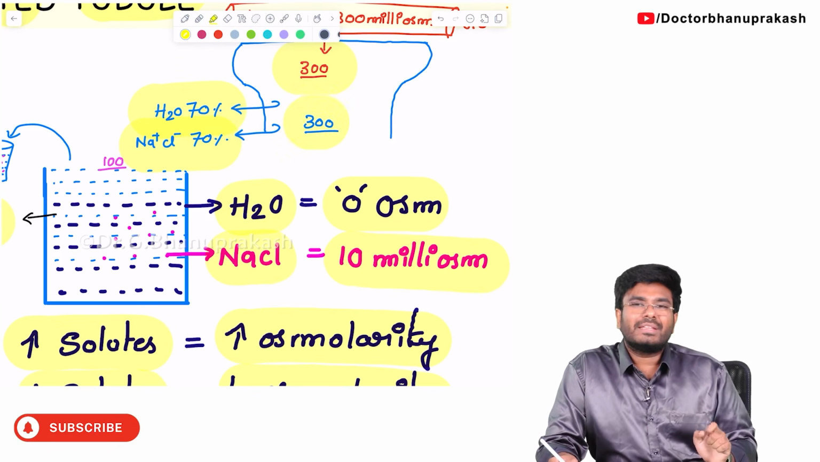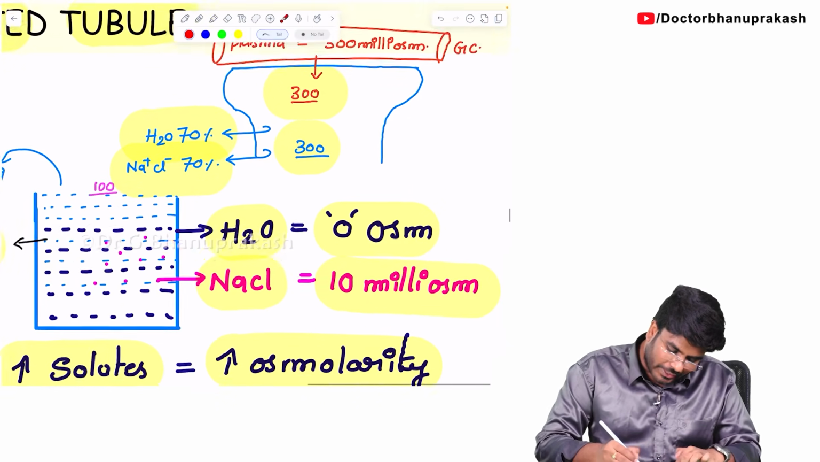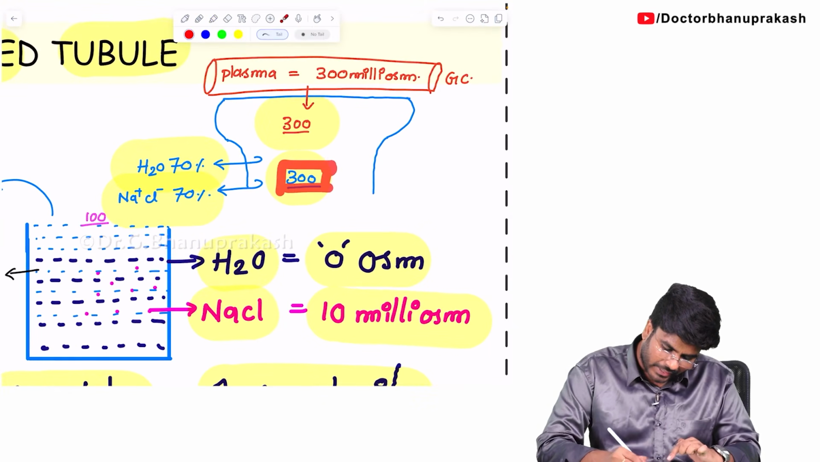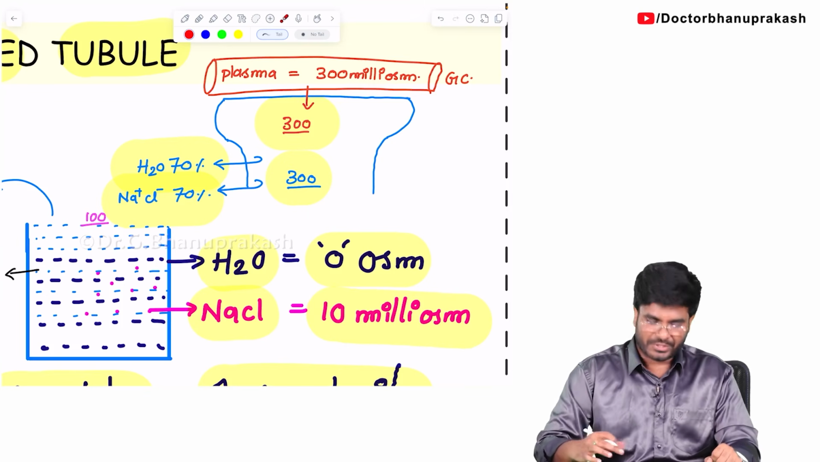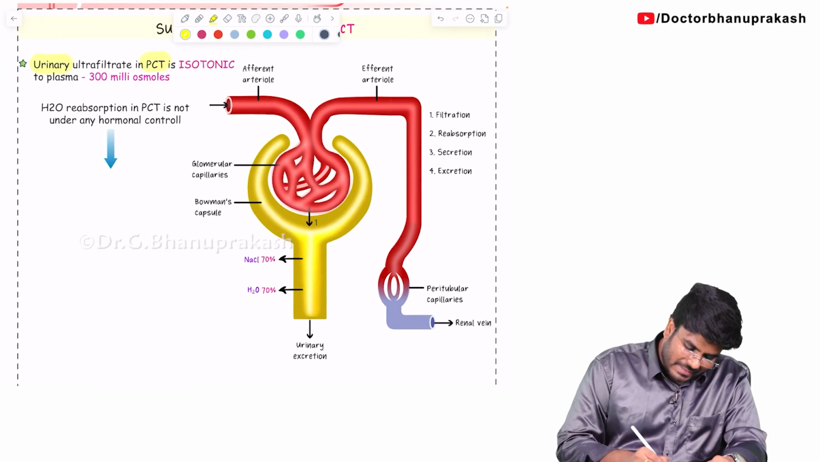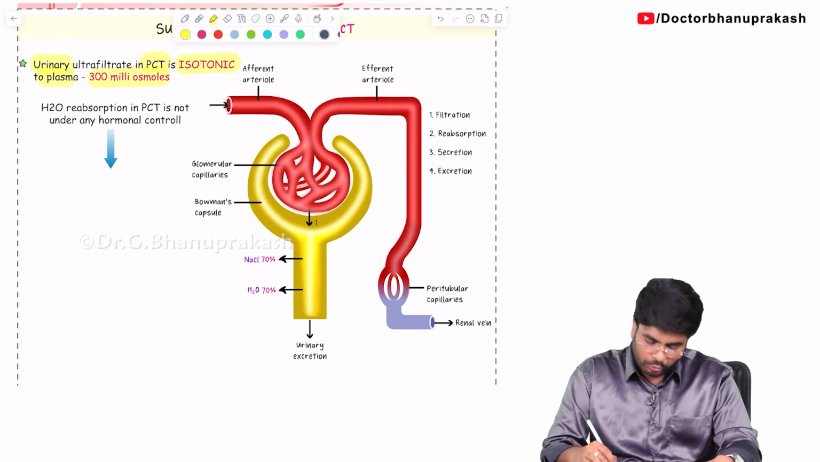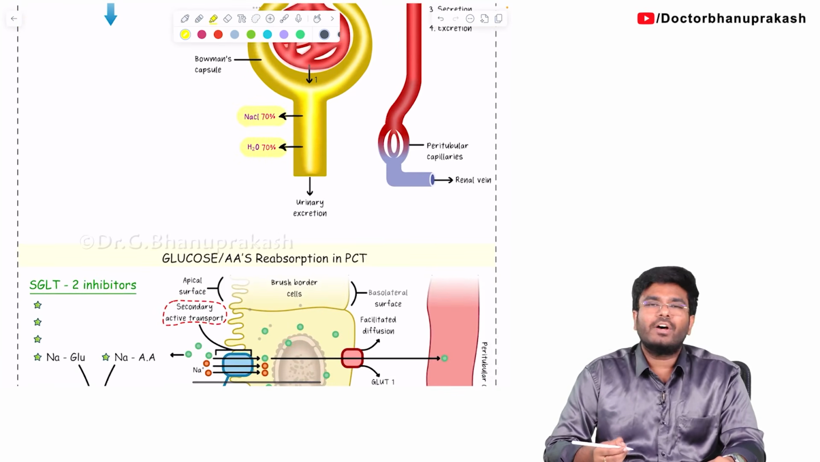Okay. So now tell me, in the PCT, is urine getting concentrated or diluted? Neither concentrated nor diluted. It is exactly isotonic. Isotonic to what? Plasma, exactly equal to plasma. So that is the first MCQ, guys. Urine in the PCT is isotonic to plasma, that is the same 300 milliosmoles. I have told you, wherever sodium chloride goes, water follows. There is no need of any hormone.